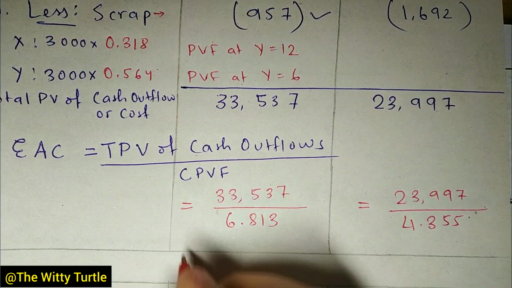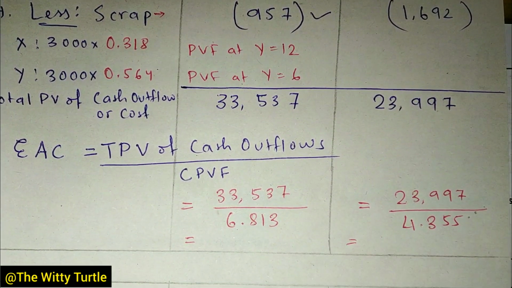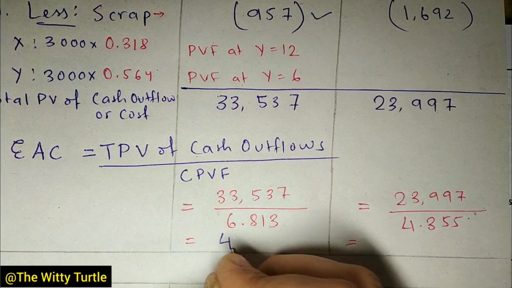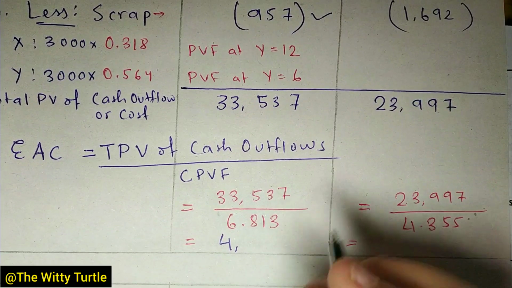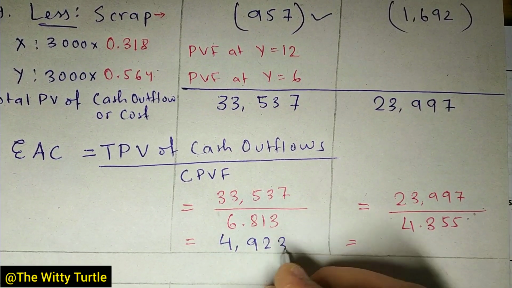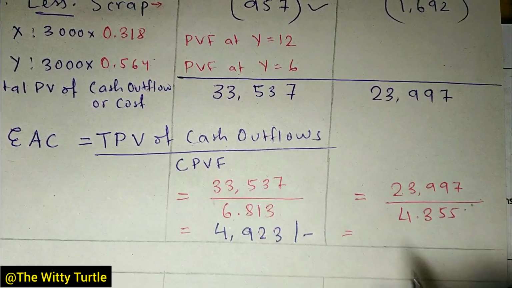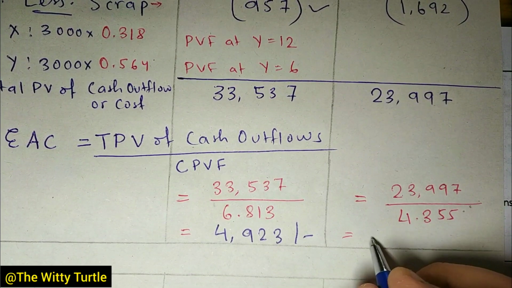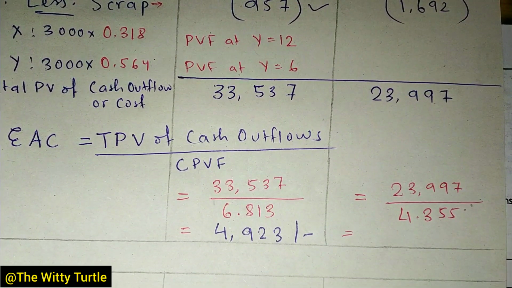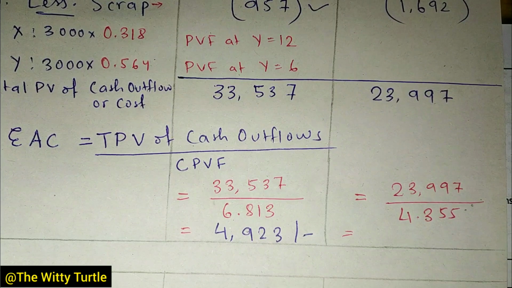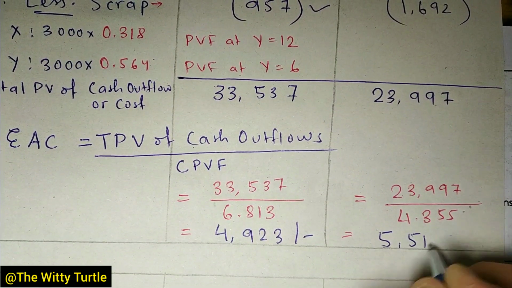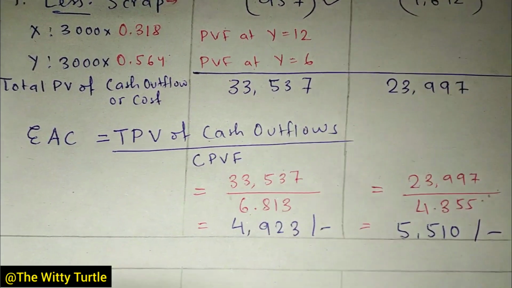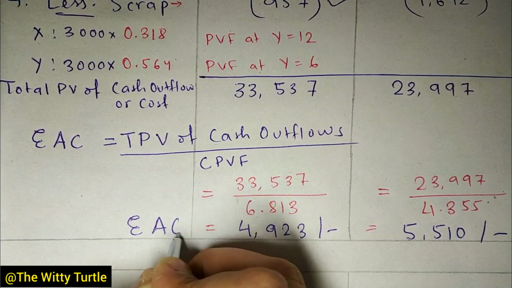4.355, right? So if you divide them, then the answer will be 4,923 rupees. And ये कितना हो जाएगा? This will be your 5,510, right? So this will be your EAC.